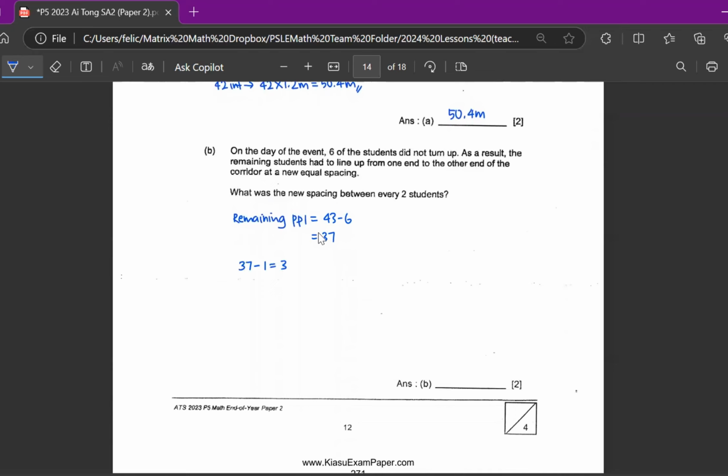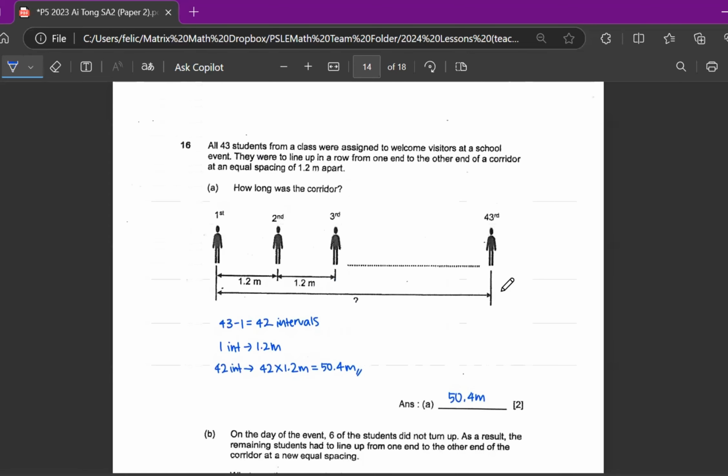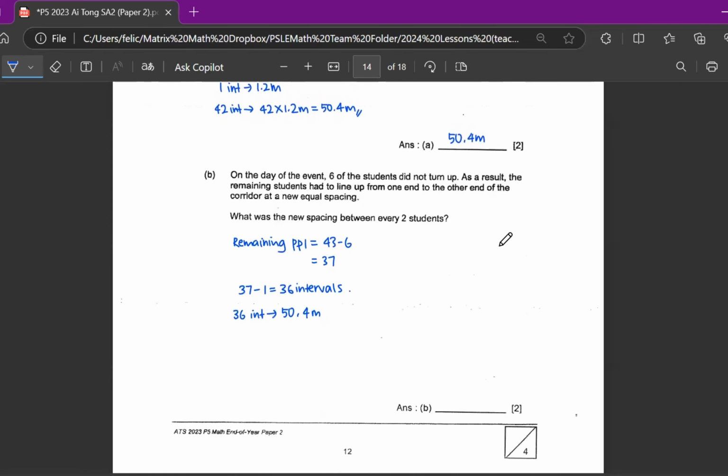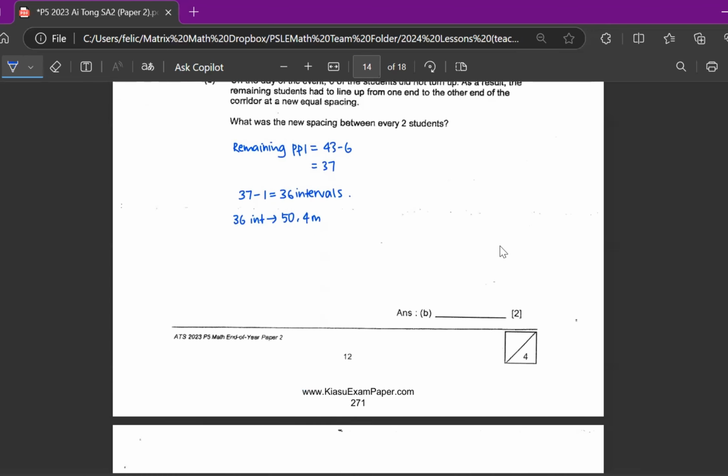So 37 minus 1. Now there are 36 intervals, and these 36 intervals will be spaced out. But what is the total distance? These 36 intervals are still the 50.4 meters, the whole entire length of the corridor. No change in the total length. So now you can find out the new spacing, which is the new one interval.